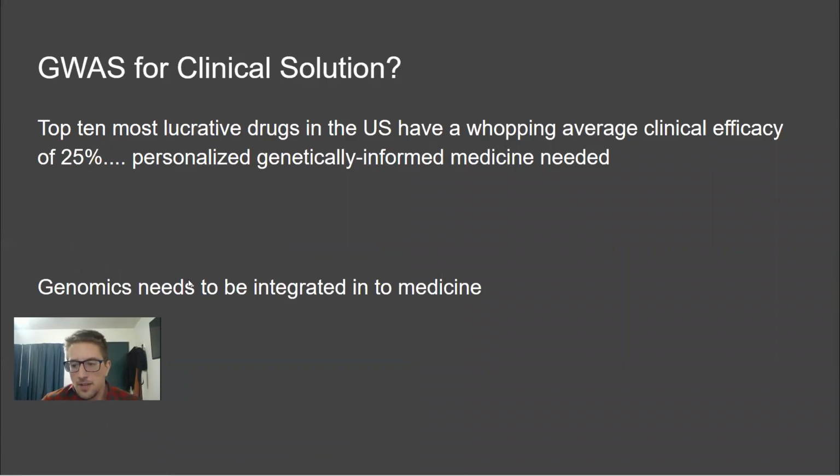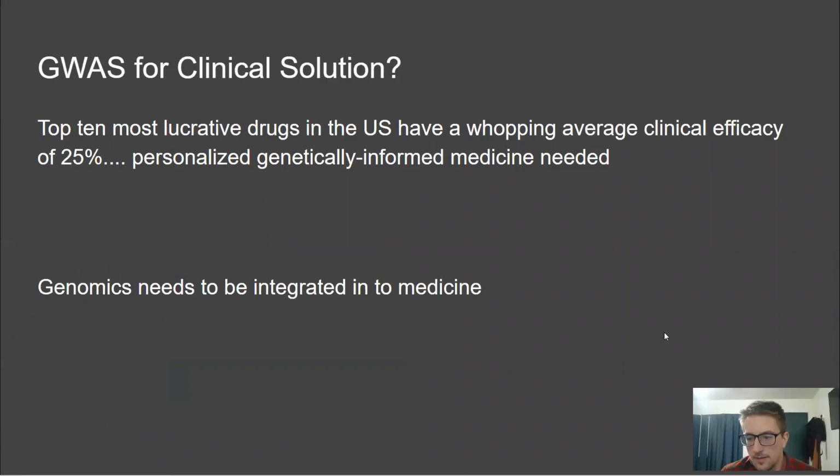So, the top 10 most lucrative drugs in the US have a clinical efficacy, meaning that they do what you want them to, to the degree that you want them to, of 1 in 4. So the top 10 drugs work 1 in 4 times. Why is that? Mostly probably because the genotypes in question are not assayed.